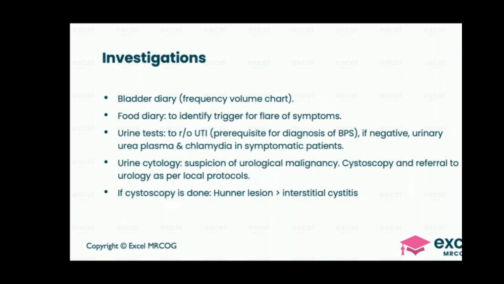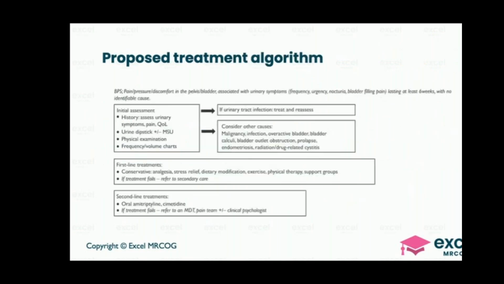Yeah, this is what I wanted to show you. Basically, this is the most important part of the guideline. So as we have discussed, initial history, quality of life measures, urine dipstick, physical examination is always important, and frequency volume charts, that is bladder diary. If UTI, treat; consider other causes and see if there is any history or urine showing any other causes. So here they have not mentioned cystoscopy, they have not mentioned urodynamics in the first box.